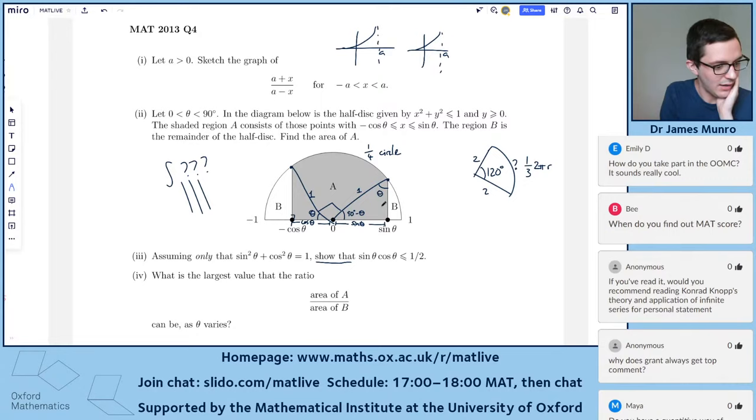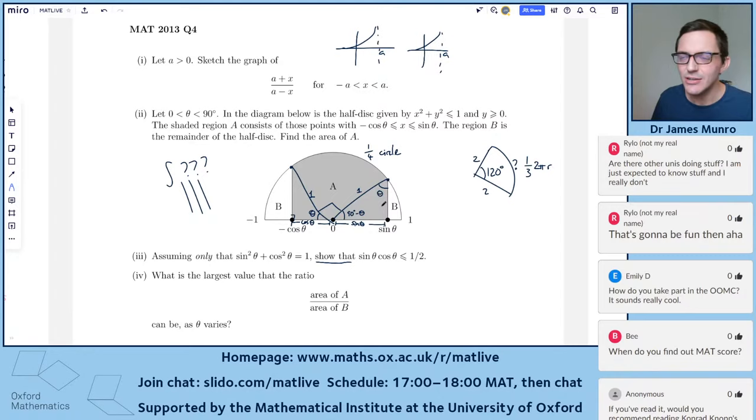Are there other universities doing stuff? I'm just expected to know stuff and I really don't. Other universities, so you might be aware of other universities doing open days or promoting mathematics or organising events. I know that Imperial College London are doing some stuff. I think it's based in London, or it might be online. It's quite hard to keep up with everything that other universities are doing. I don't think I did anything like this when I was applying to university, partly because there wasn't a maths live stream then, but partly because I just wasn't really looking for it. So if you're here now in August looking for maths to do on the internet, then hi.